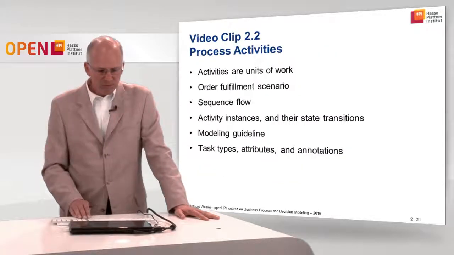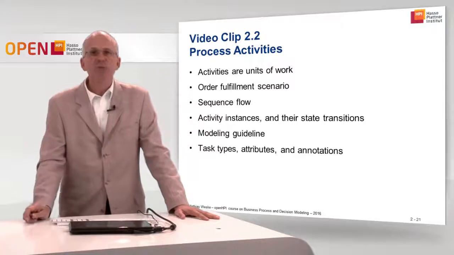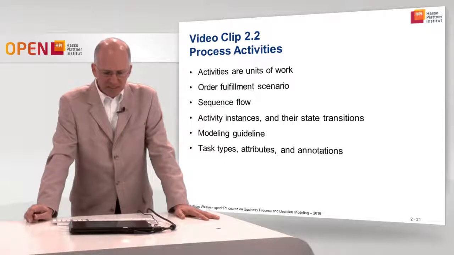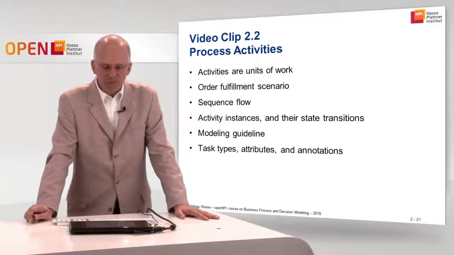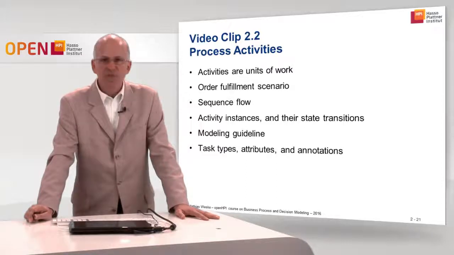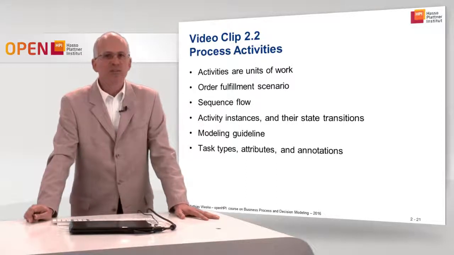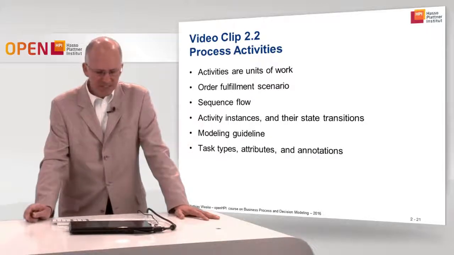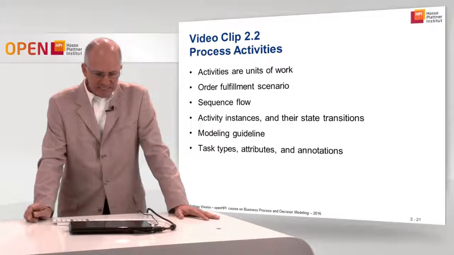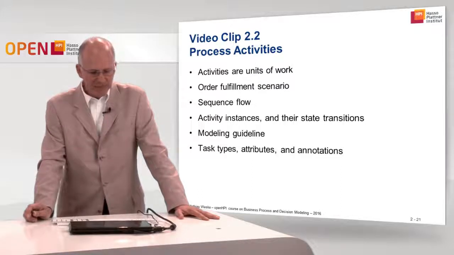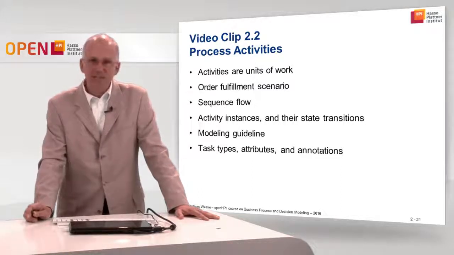All right, we come to the conclusion of video clip 2.2, in which we discussed process activities. We looked at activities as units of work that take time to be performed. We introduced an order fulfillment scenario, in a very simple form, just a sequential flow of activities. We looked at activity instances. We learned that activity instances can have states. At each point in time, an activity instance is in exactly one state.